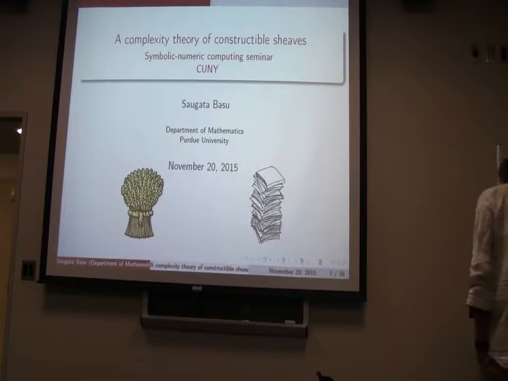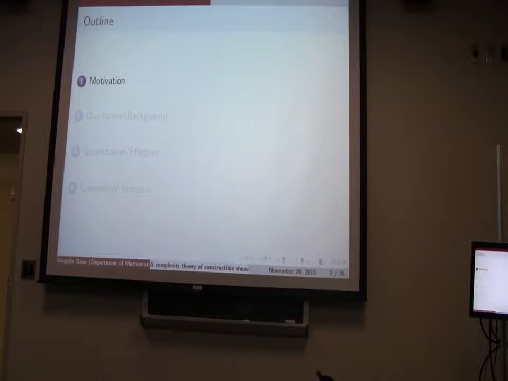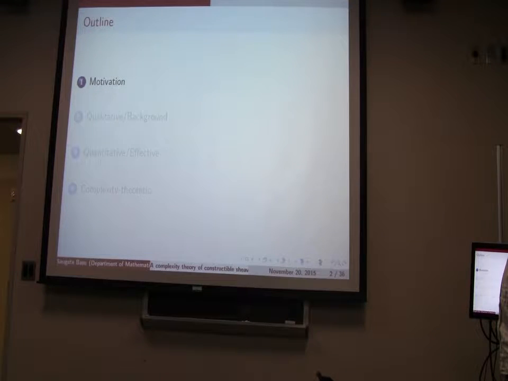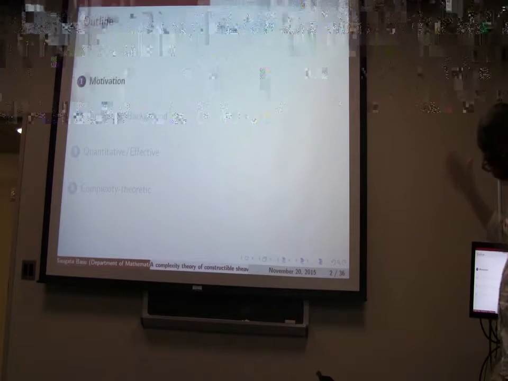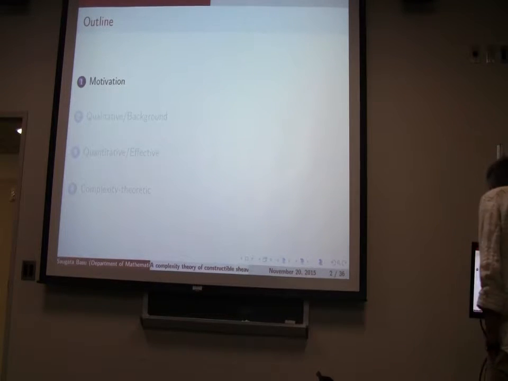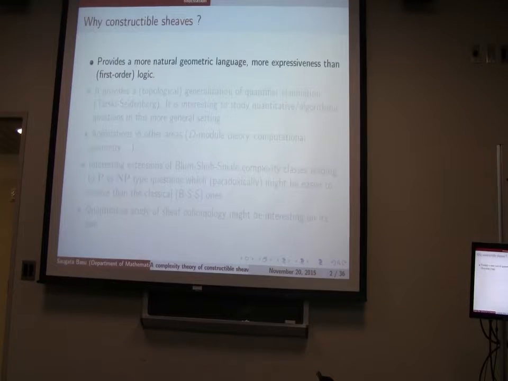So maybe if I have to give a talk like this, I should justify a little bit. I'll start with some motivation, and then I decided to break it up into three parts. The first part would be mostly what I would call qualitative, and most of it will be familiar to many people. The second part would be quantitative aspects of these qualitative things, and the third part would be, if I get to it, more complexity theoretic. I'll explain all this. So, motivation.